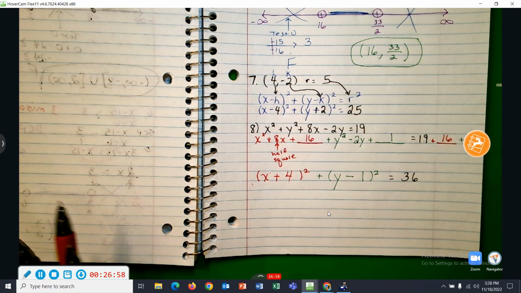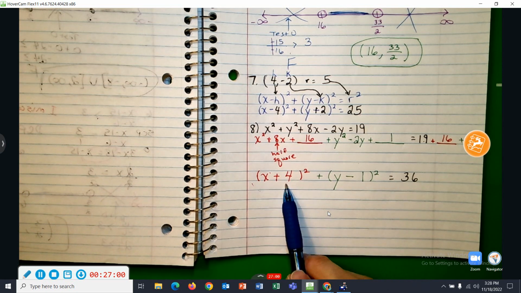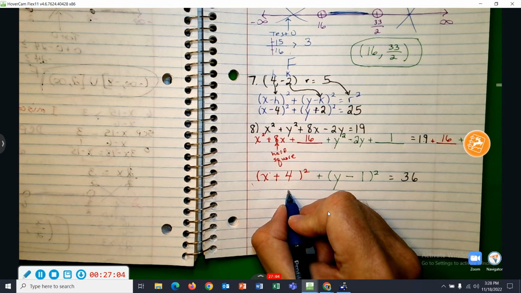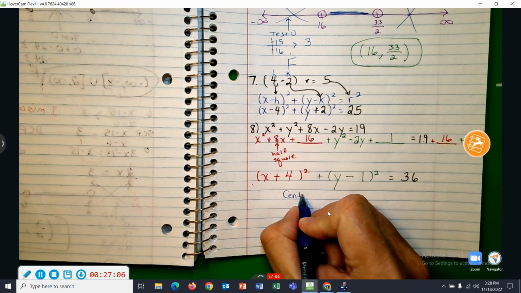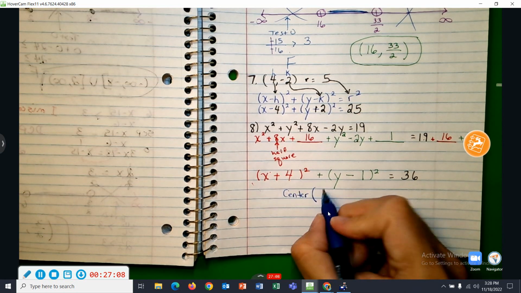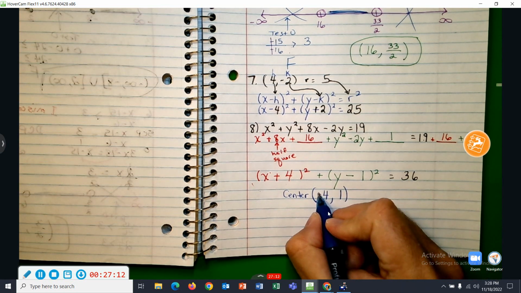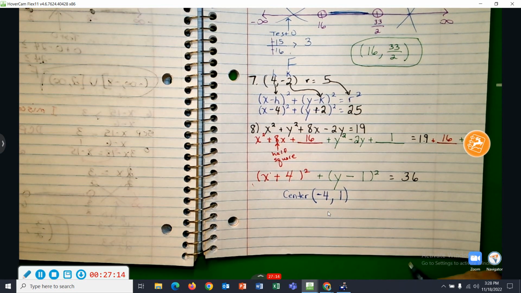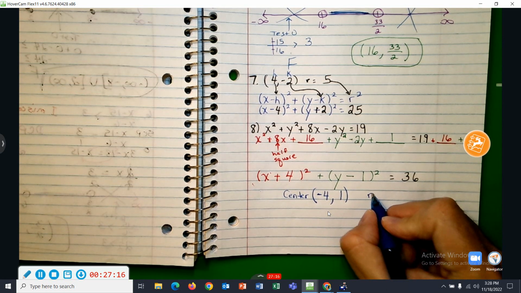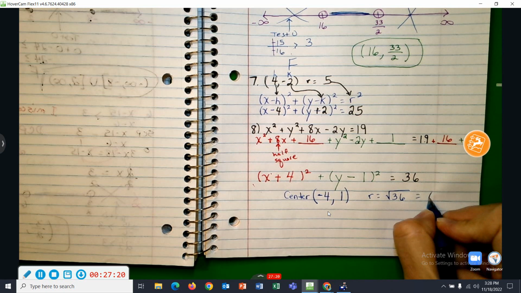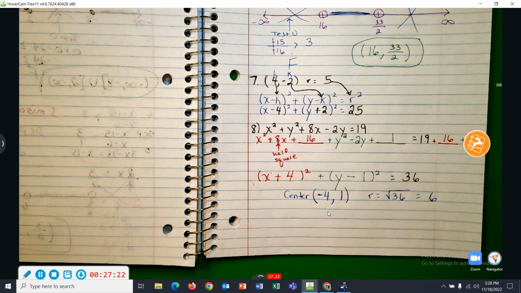Now that it's in this form, all you've got to do is change the sign, square root. So the center, change the sign. The center is negative 4, positive 1. The radius, square root, is a 6.